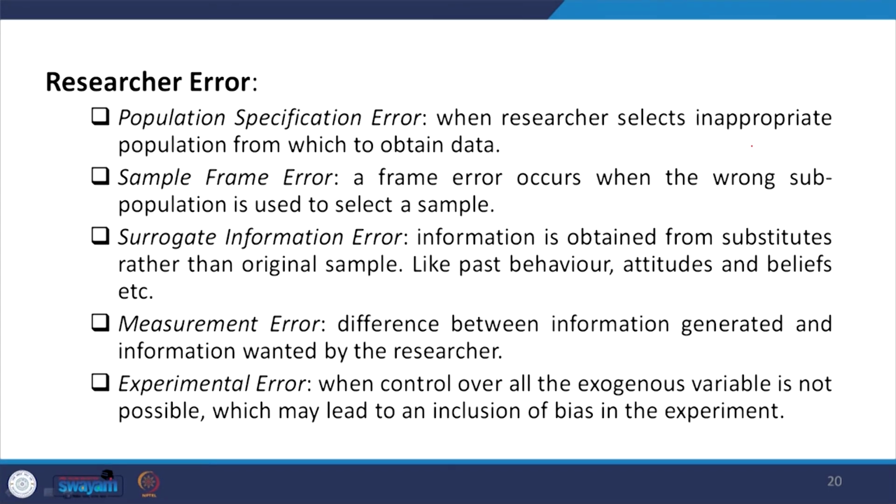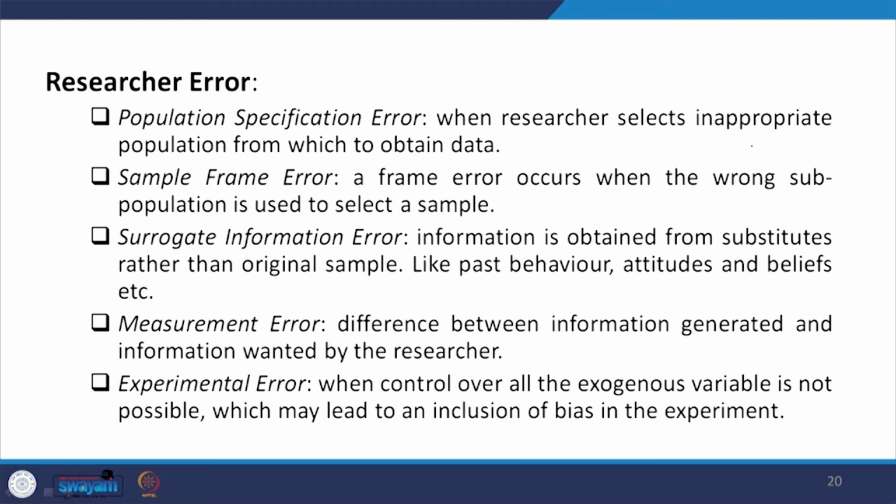Similarly, sample frame error, we have already discussed that. Sample frame error occurs when the wrong subsample is used to select a particular sample. Out of the total universe, you have bracketed into different subsamples, but subsamples may not be perfectly fit. You wanted to study health related information with a gender divide, but you haven't categorized into gender differences. You have simply randomly selected health issues from the population. So, gender issues are not correctly represented. That is called sample frame error.